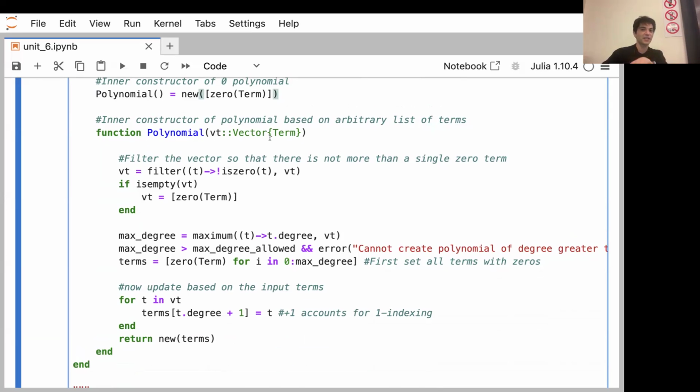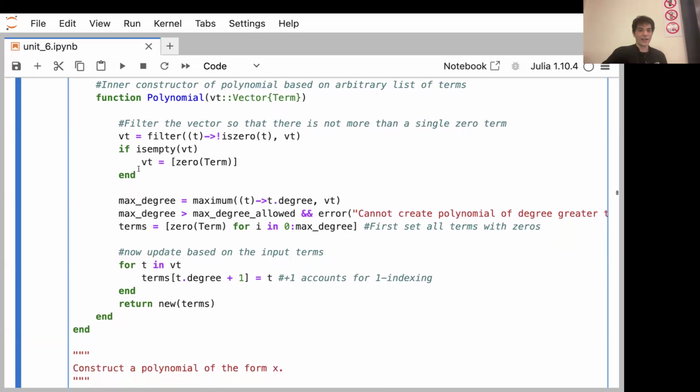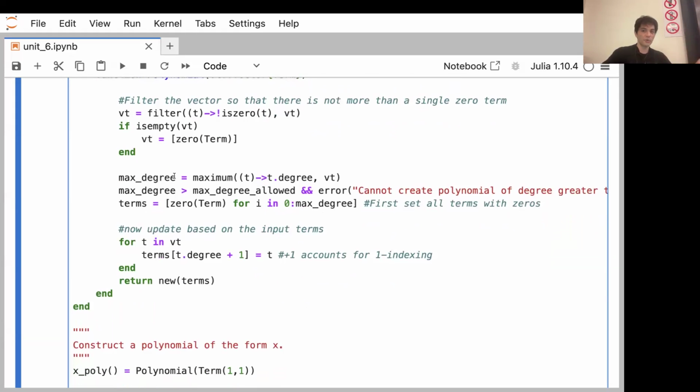We're going to take in a vector of terms. We're going to filter those terms for zeros, because people can do funny stuff. They can put multiple zeros into that term vector, and that will screw things up. So we have to sanitize it a little bit. And then if everything in it happens to be zero, then you've been asked to create the zero term. Otherwise, okay, so we have these things here, right?